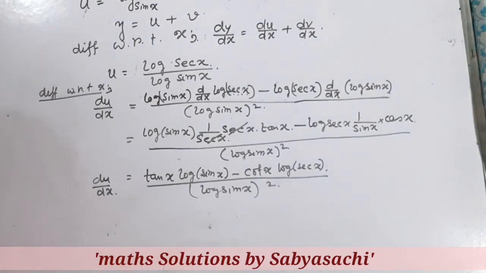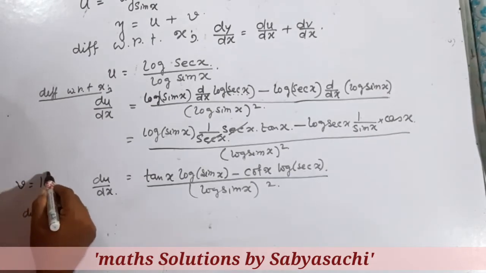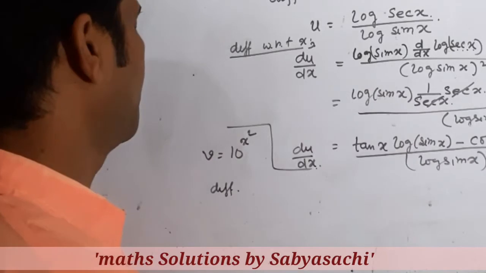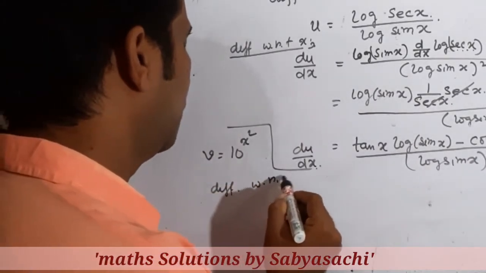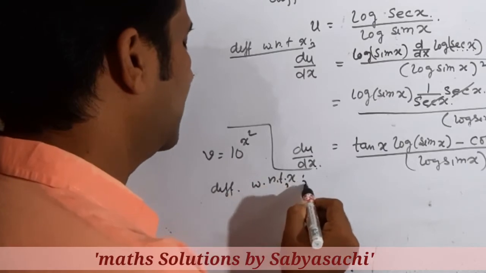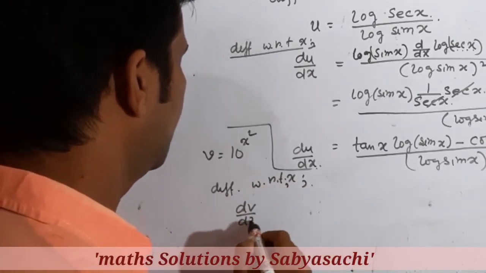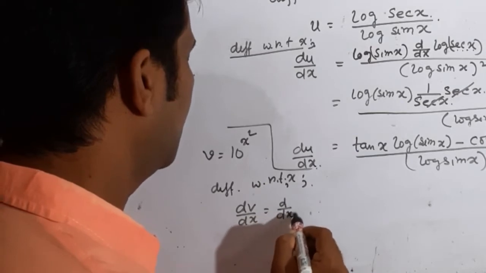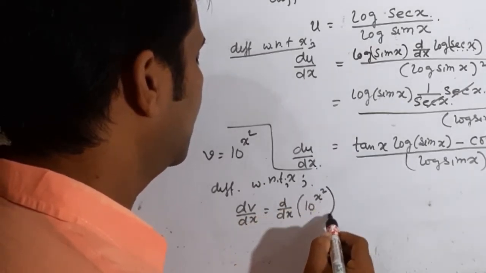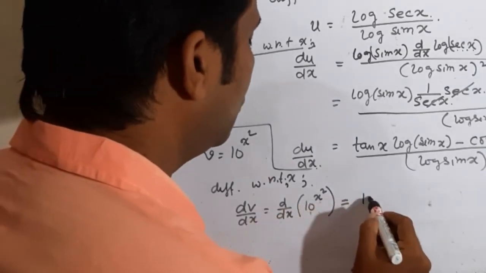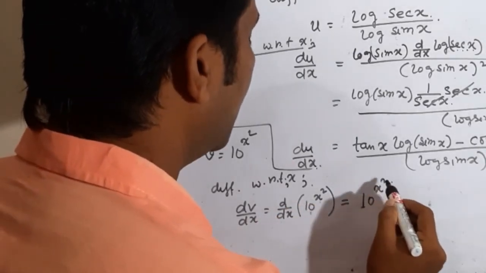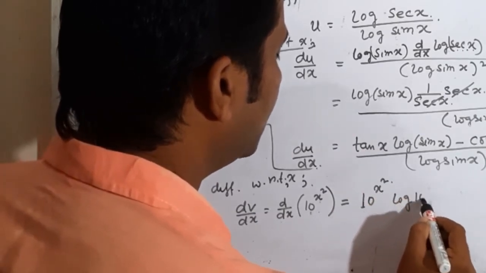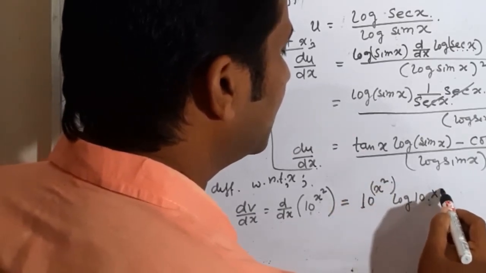Now to find dv/dx, v is equal to 10 to the power x square. Differentiating with respect to x, we get dv/dx is equal to d/dx of 10 to the power x square. That means 10 to the power x square into log 10, and differentiation of x square means 2x.